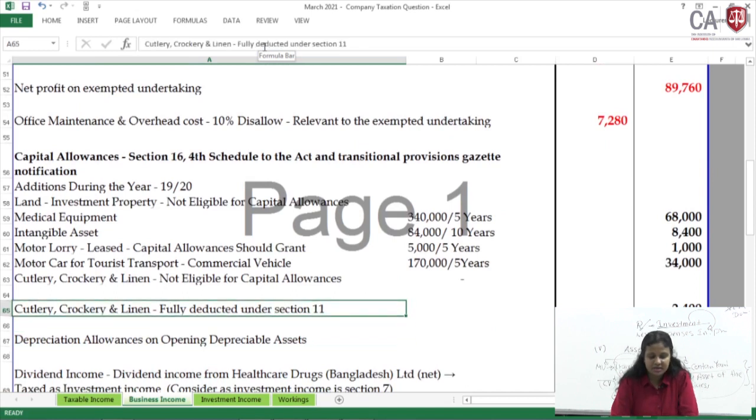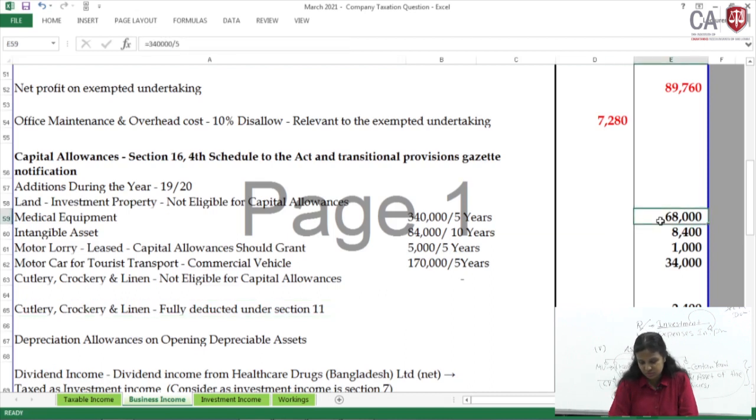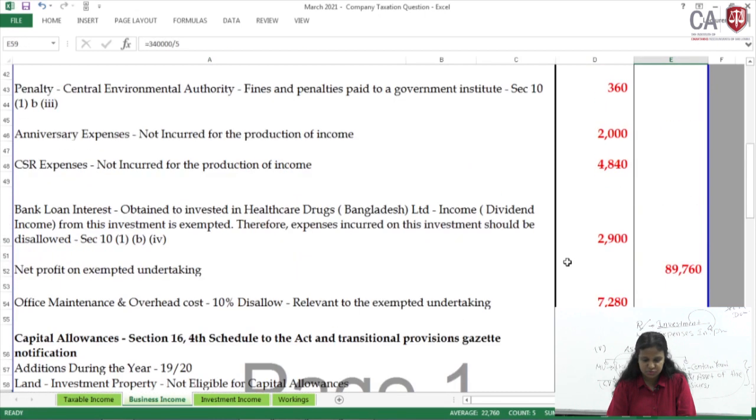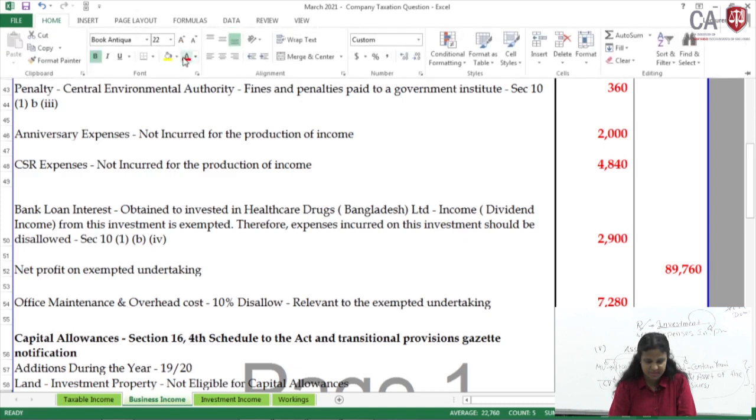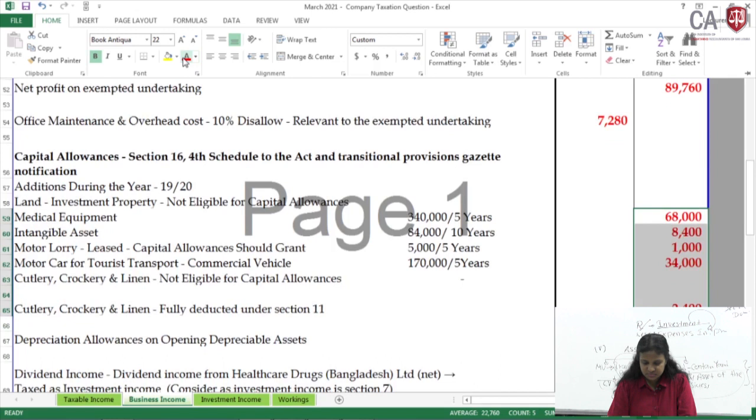Cutlery, crockery and linen are fully deducted under section 11, as they are incurred for the production of income. No matter, for the answer it's just the cost divided by the amount, and the 2400 is in the answer; the question paper itself has given it. Okay. Now what next do we have to do?